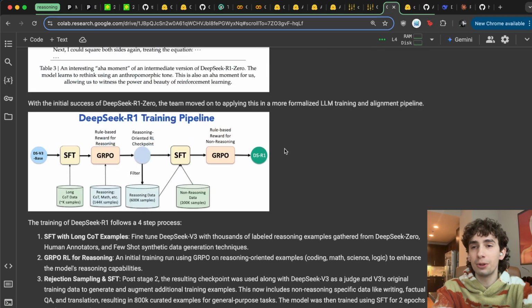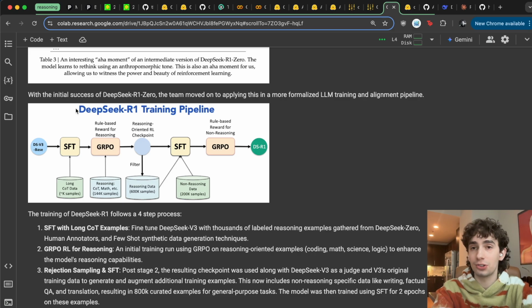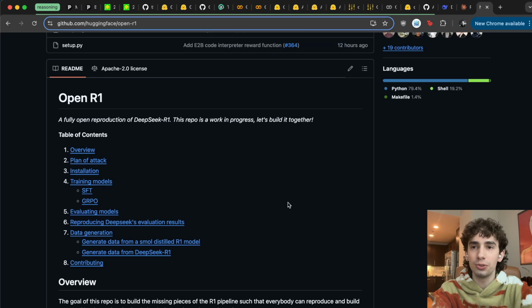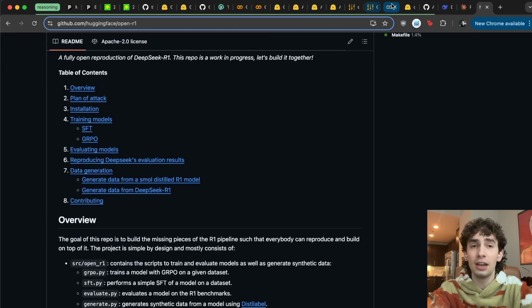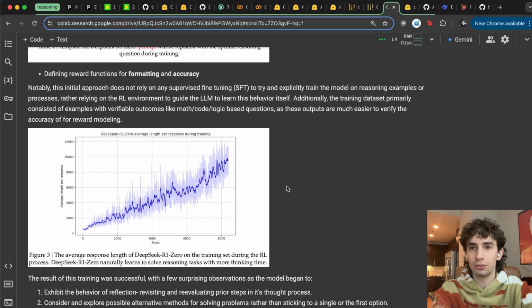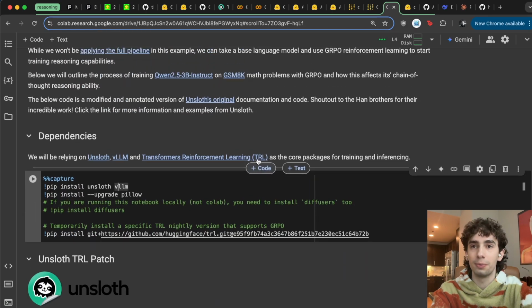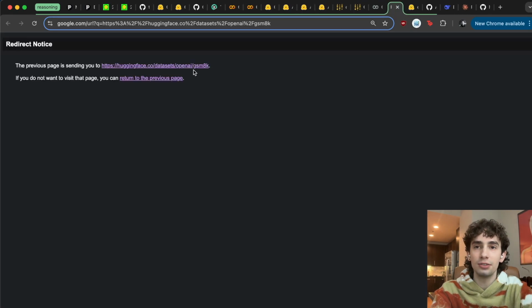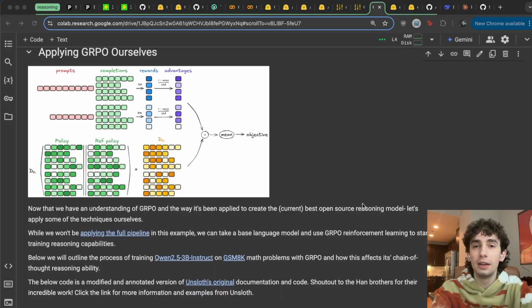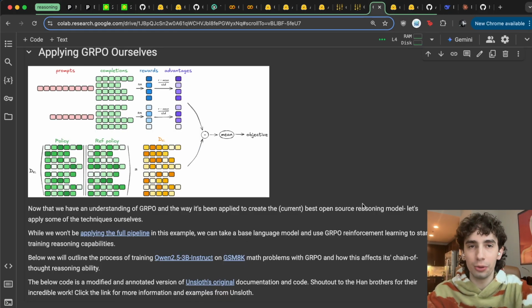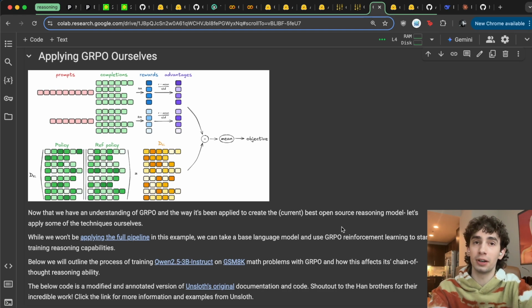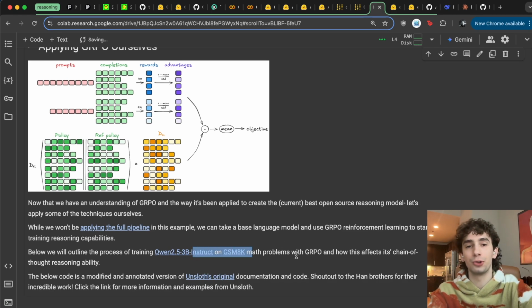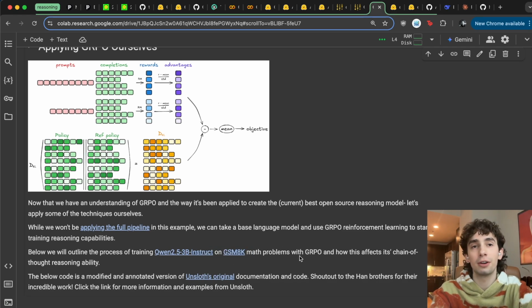For this specific example, I'm not necessarily going to be applying the entire training pipeline of R1. I'll leave that up to the professionals over at Hugging Face. Rather, what we're going to be doing is imitating what was done with R1-Zero. More specifically, we're going to be using a small language model, Qwen 2.5 3B Instruct, and training it on GSM8K math problems. This will create a small but mighty little math reasoning model that should hopefully learn to do a little bit more independent reasoning as it is run through group relative policy optimization on these verifiable math problems.